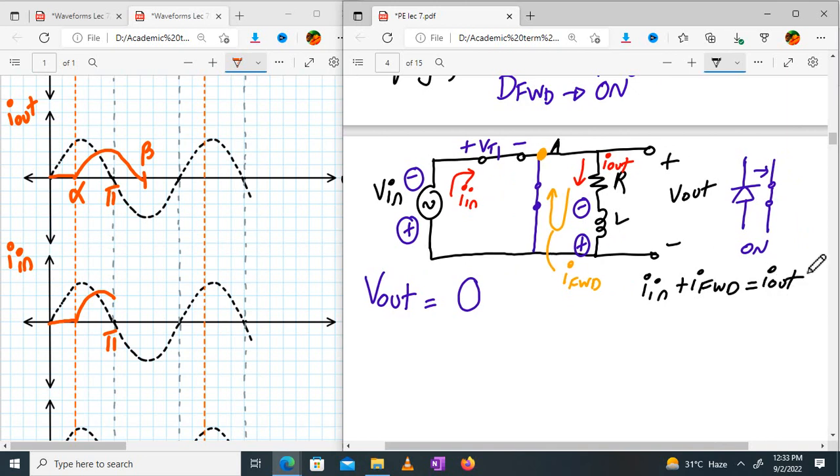correct ना? Load current 0 नहीं हुआ है. Load current is not 0, it's still flowing. But what happens to IN now? IN का क्या होगा? What happens to IN? IN के लिए किधर फ्लो हो रहा है? IN देखो. For IN, your both SCR is on and this is also on. So what will happen to IN?